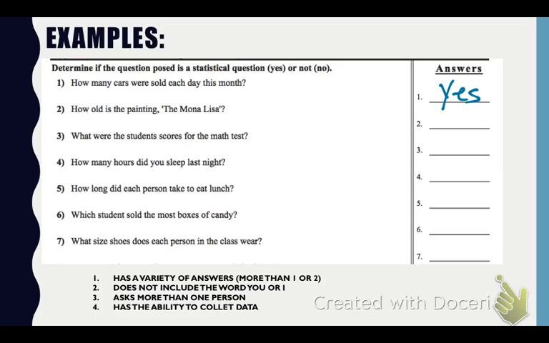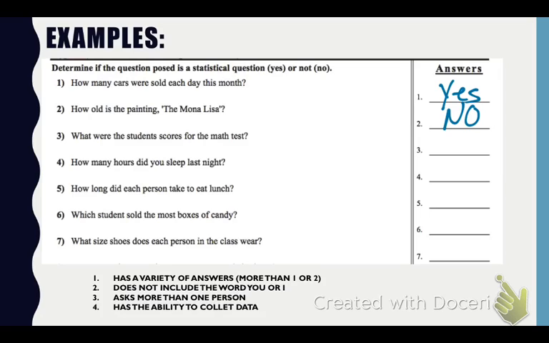Okay. The next one is, how old is the painting the Mona Lisa? Well, how old is it? Well, it might be 300 years old. But that's the only answer. You'd be lying if you said it's 2 years old because that thing is ugly. Okay, that's old. So is this a statistical question? No, because it has only one answer. So the answer to that one is no.